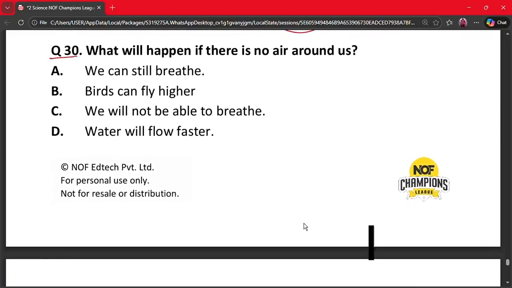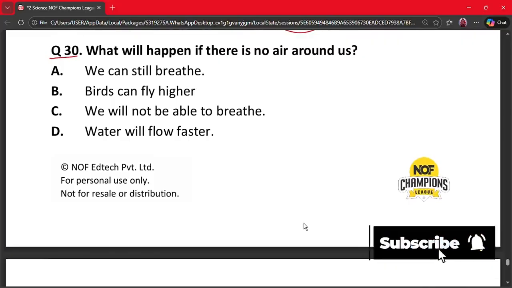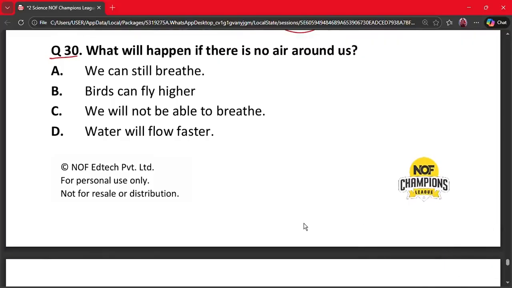Question number 30. What will happen if there is no air around us? A. We can still breathe. B. Birds can fly higher. C. We will not be able to breathe, and D. Water will flow faster. The correct answer is option C. Air is essential for breathing, and without air, living beings cannot survive. So we will not be able to breathe.